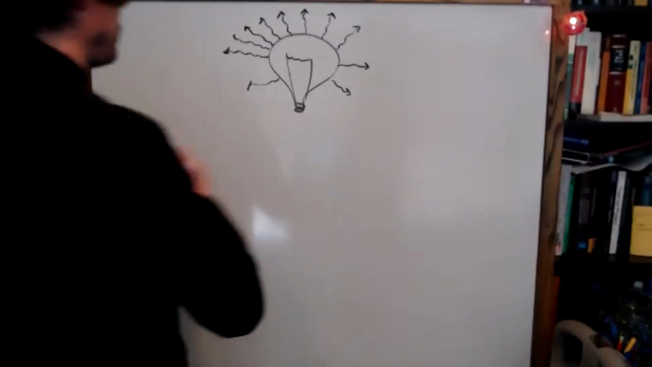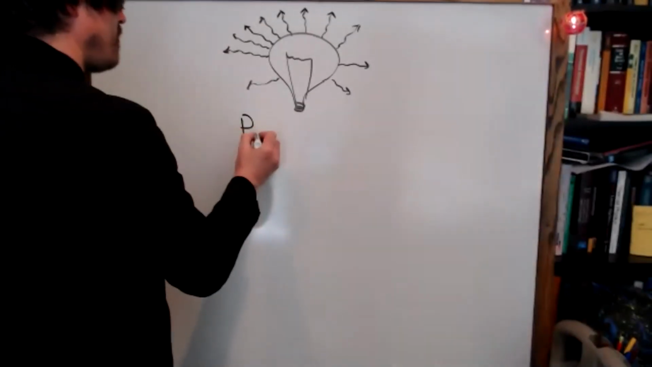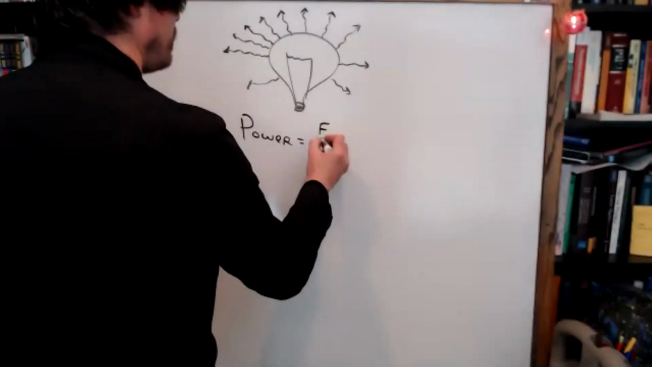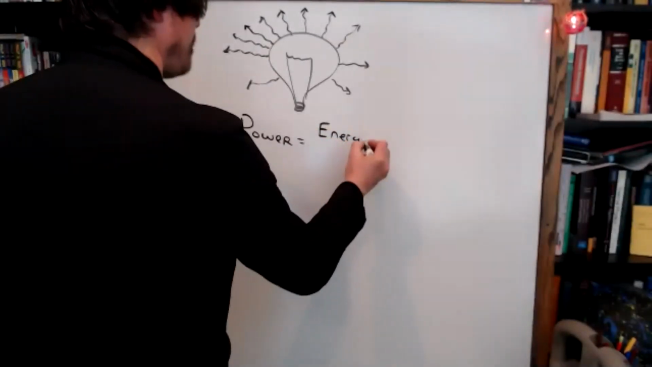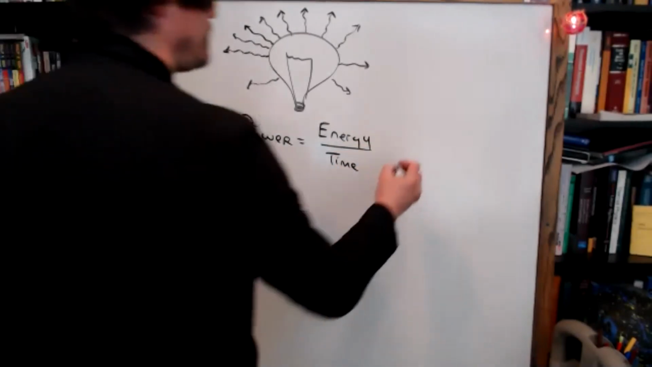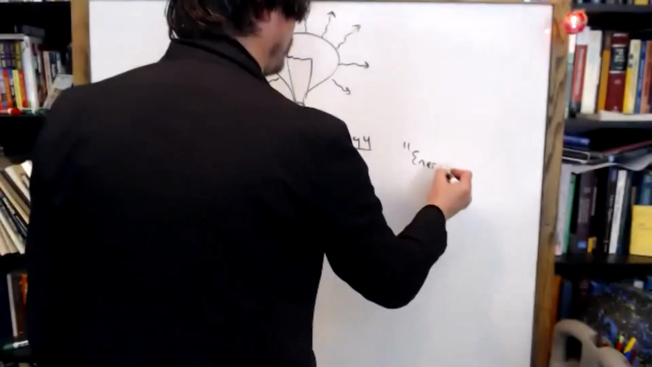These are concepts from physics. Power in physics is a measurement of energy flow. It's energy per unit time. And this is a measurement of energy flow.